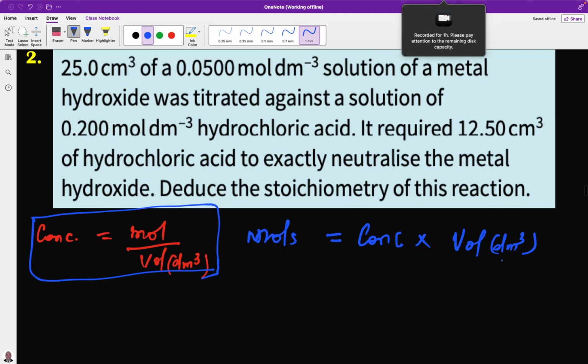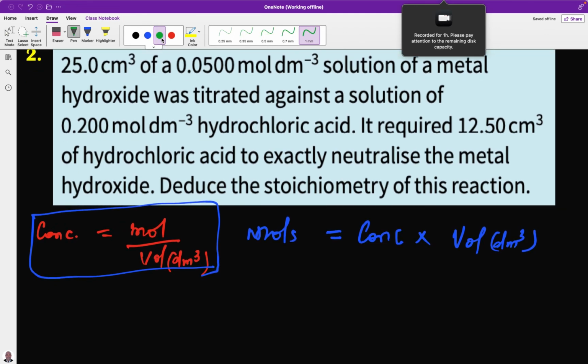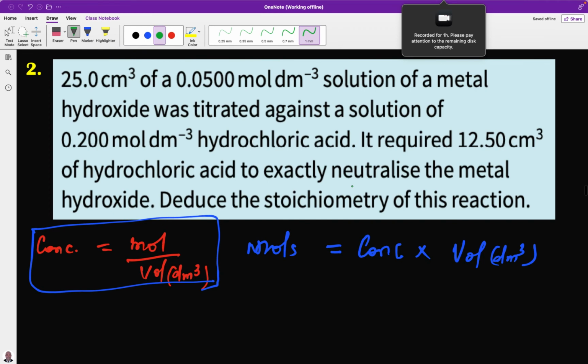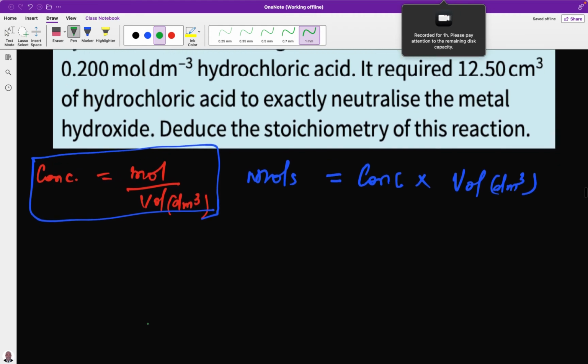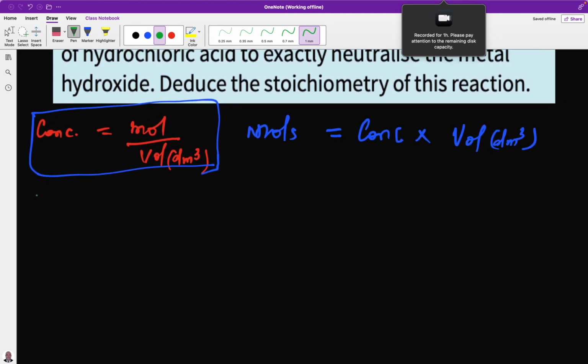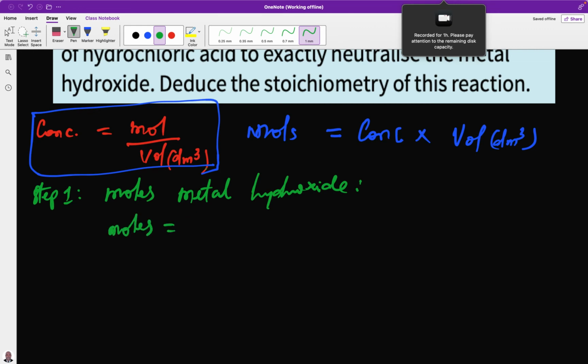So now, step number one, calculate. Step one, we need to calculate the moles of the metal hydroxide. We don't know the type of metal hydroxide. Step one, moles of metal hydroxide. From this relation, the moles of the metal hydroxide will be what?